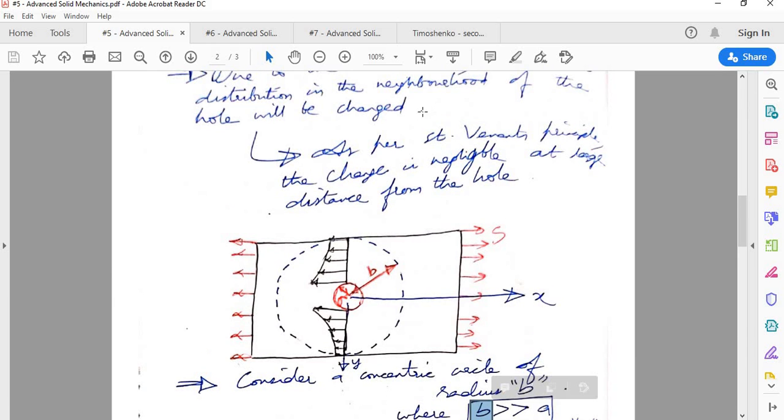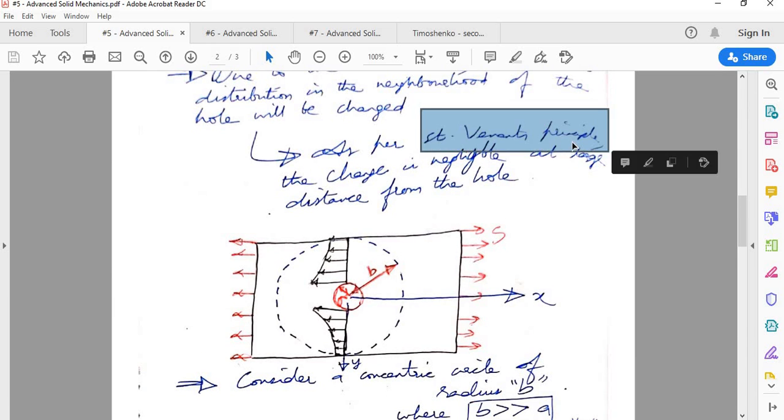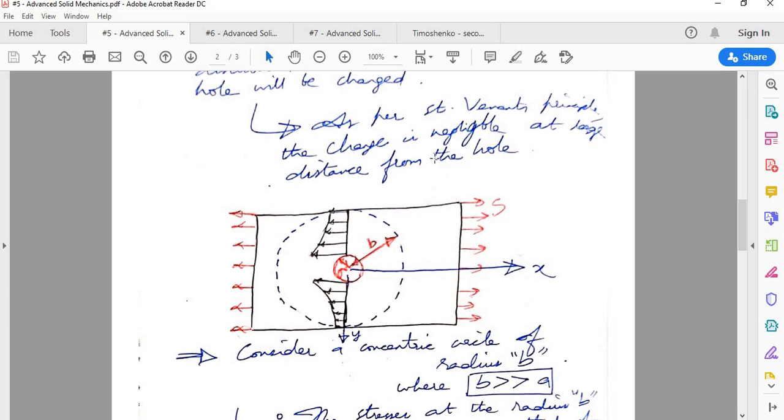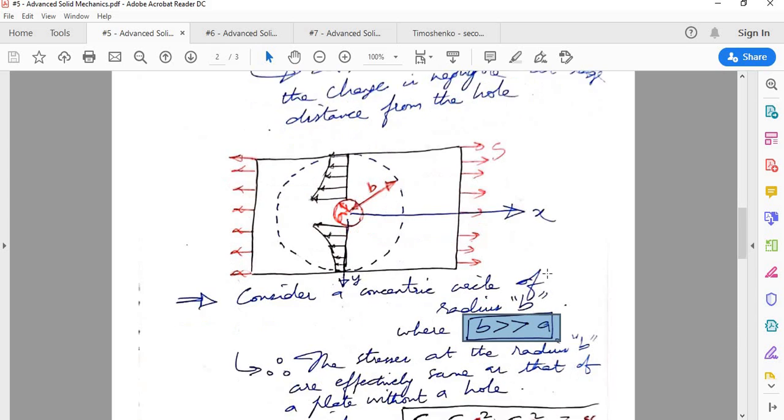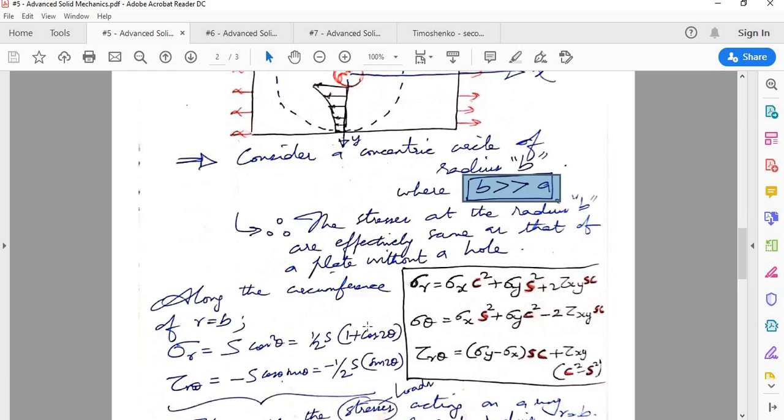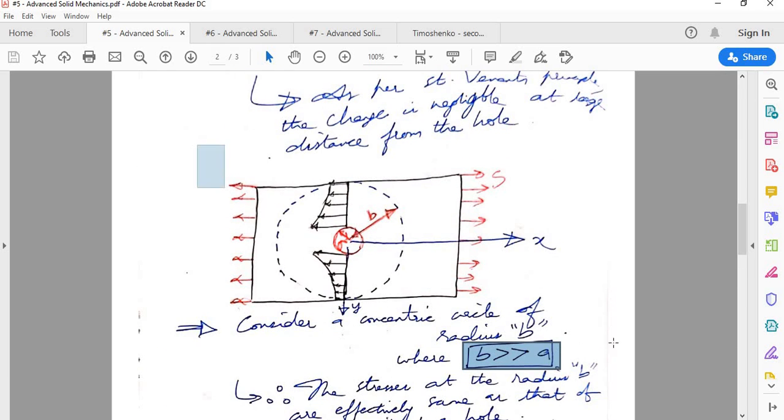So maybe I can ask Saint Venant's principle separately: how is it applicable for the problem of plate with hole, as a 1 mark question, right? Or I can ask it coupled with what is the relationship between width of plate and size of hole. So all these things are available, and now I can also ask you, in the problem we have solved, you have stresses along x direction.